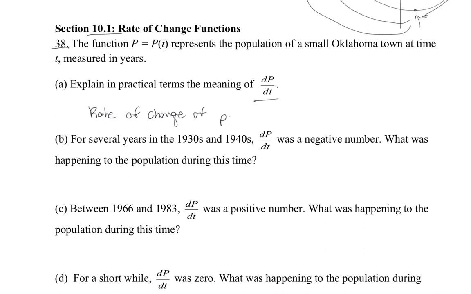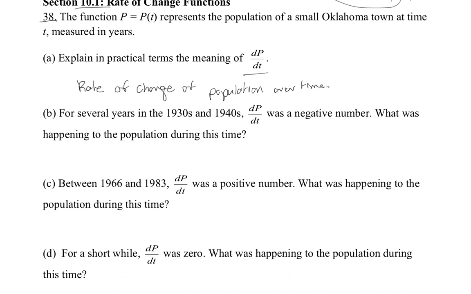Of population over time. And then for b, we're looking at, so if dp dt was a negative number, what's happening to the population? Now think about if our rate of change is negative, that means that our population was decreasing.